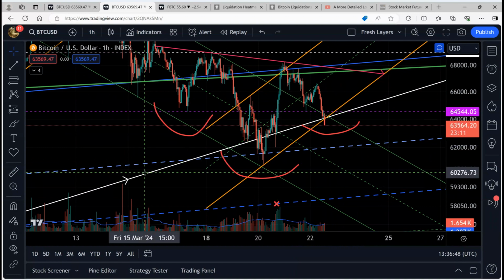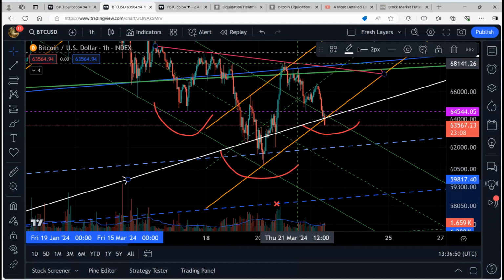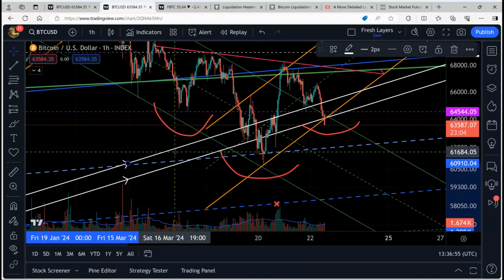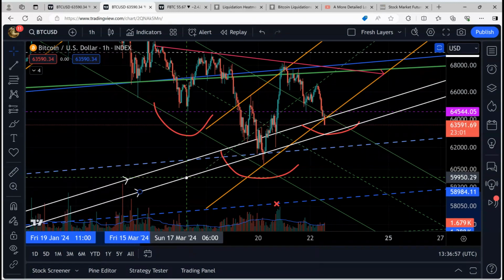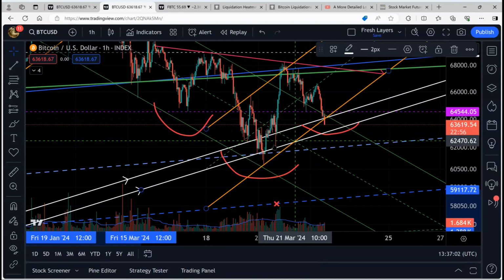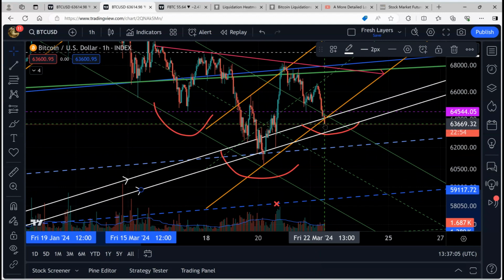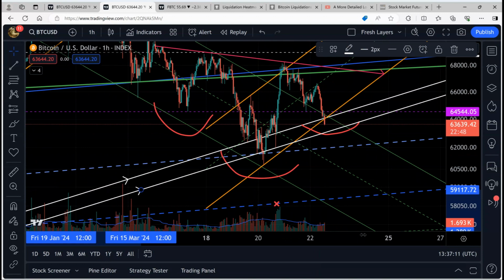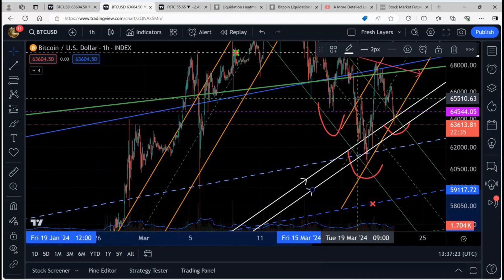And you know what I'm going to do? Clone this. And let's just move this down here like that, where we're hitting these two wicks here. Potentially we come down here and retest that line. Sometimes they do that. Anyway, so all we got to do is wait and see what happens. That's my story, and I'm sticking to it.